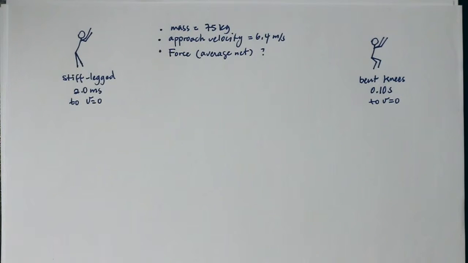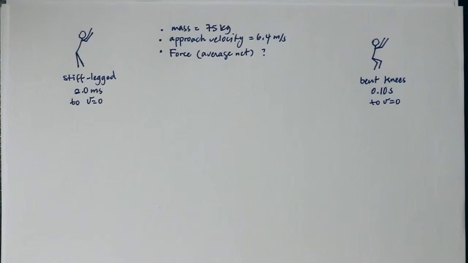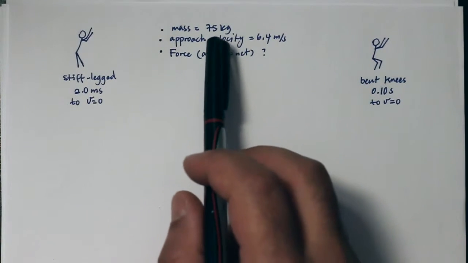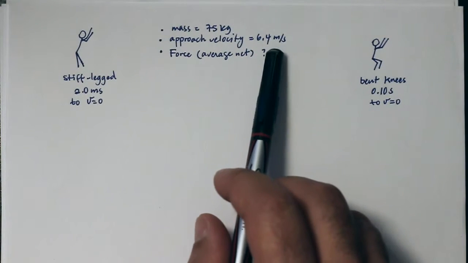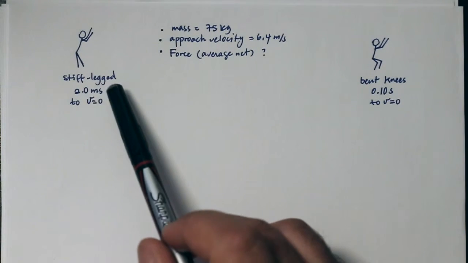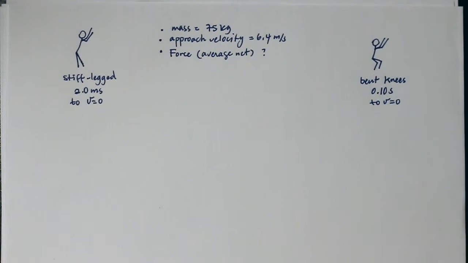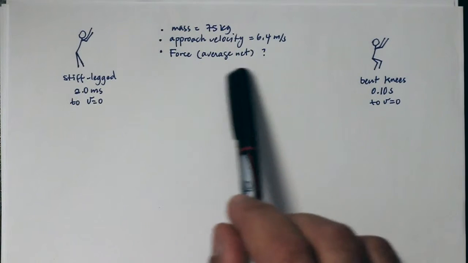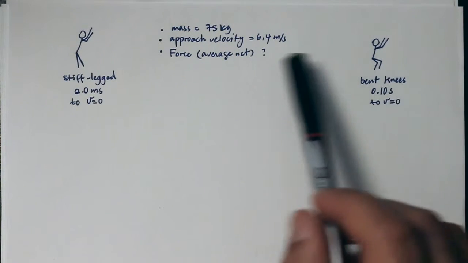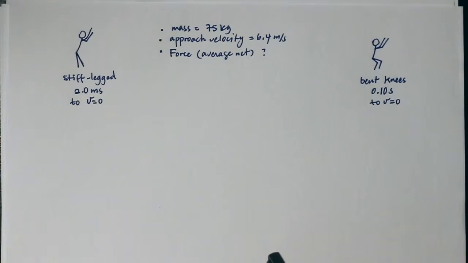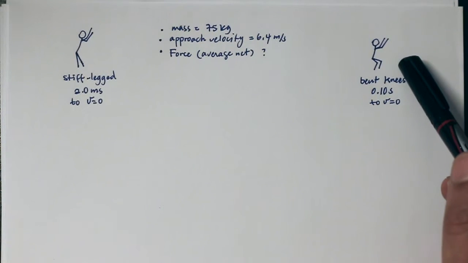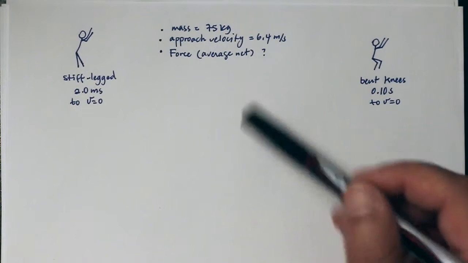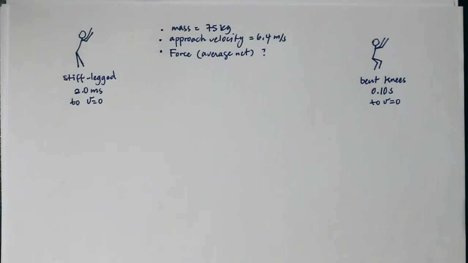So this problem is about momentum and impulse. A person whose mass is 75 kilograms is falling with some velocity, 6.4 meters per second, and is going to land either stiff-legged or bend their knees as they're landing. The question is, what is the average net force on that person in the different cases? The question claims that you can avoid injury by bending your knees. So we'll find out how that comes about.